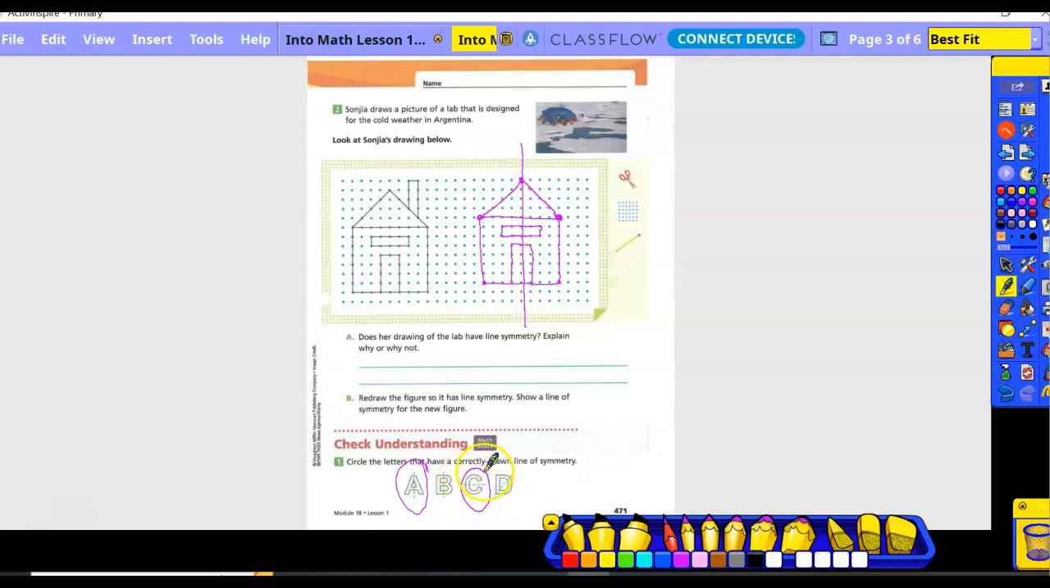Yes. What about letter D? No. Once again, it's kind of like B. I have a straight line on one side, and on the other side I have a curve. So if I tried to match it up, it would not work.